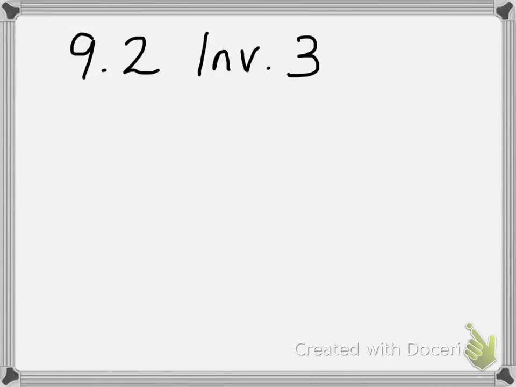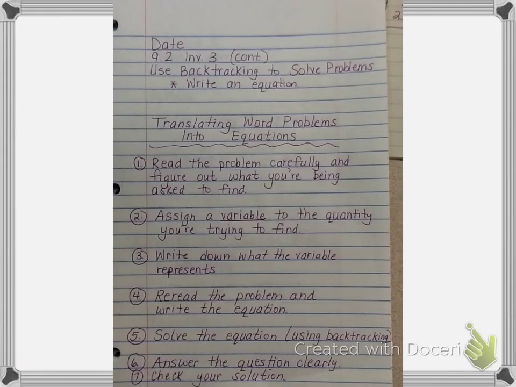Hello. Today we are going to take a look at Lesson 9.2, Investigation 3, a little more, working with word problems. We will be writing equations from the word problems and then solving them using backtracking. So first, take a look at these steps used to translate word problems into equations.